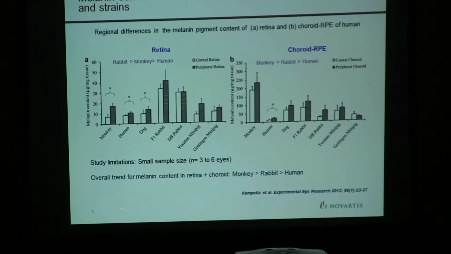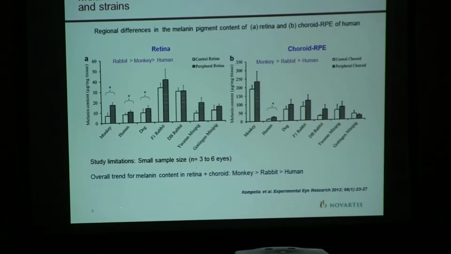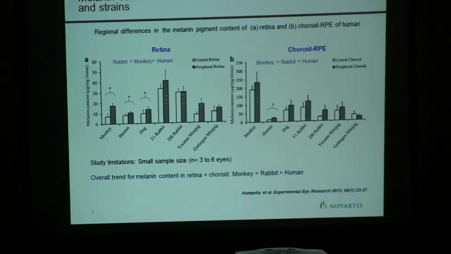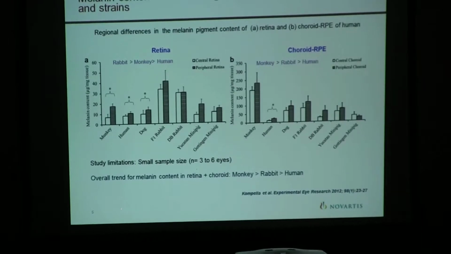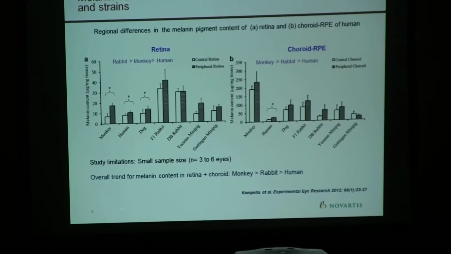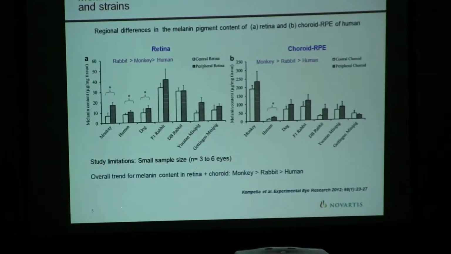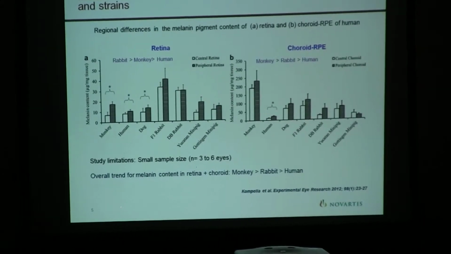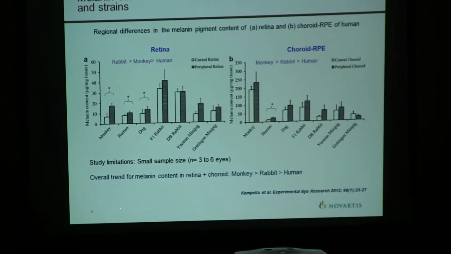And one last preclinical fact: melanin content varies a lot among different preclinical species, and even within the same species between two different strains. This was a study published by Compella's lab, and what he has shown is that in monkey, if you look at choroid and RPE, you would have significantly higher amounts of melanin as compared to rabbit or human, which is strikingly different content.